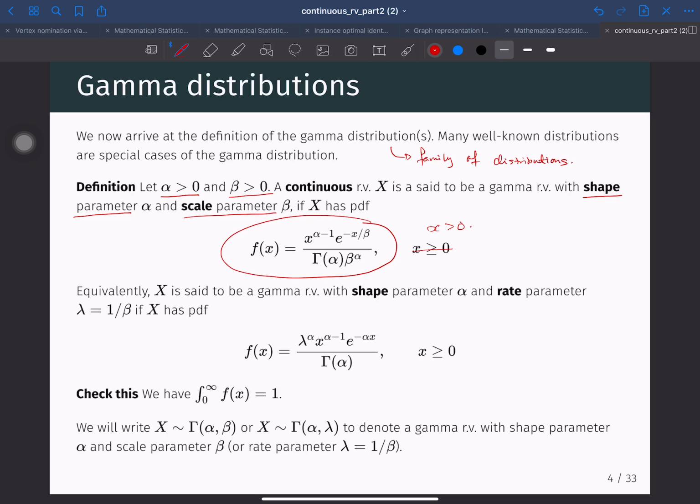As we see later, many times you may not want to use the scale parameter, but rather the rate parameter, which is given by 1 over beta, where beta is the scale. This parameterization turns out to be more useful for some special cases of the gamma. So these are two different but equivalent parameterizations.